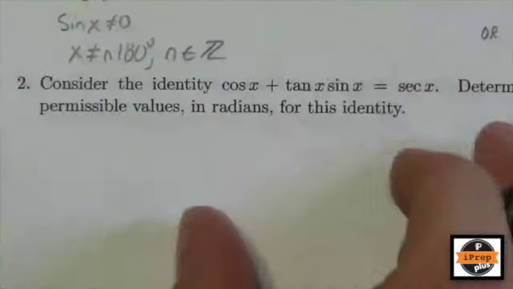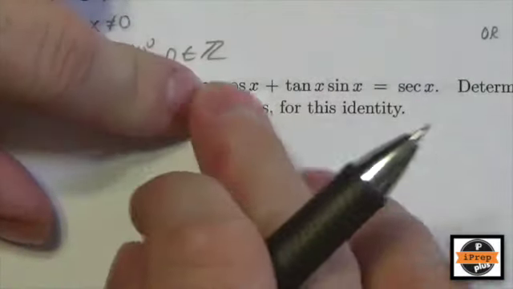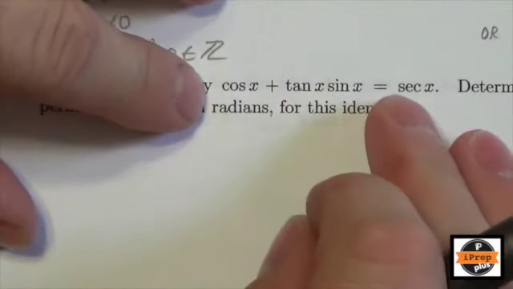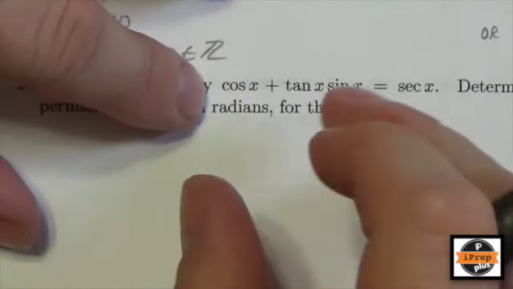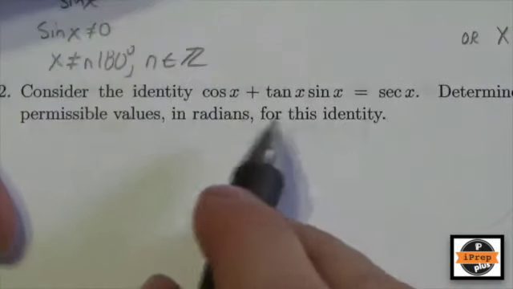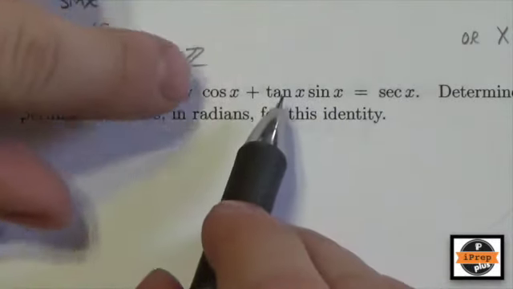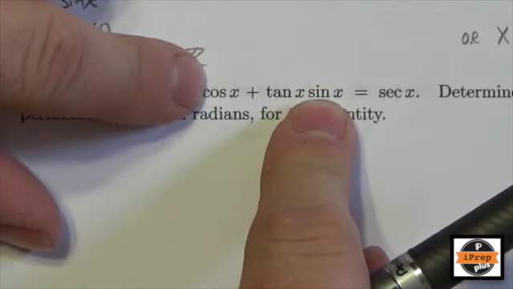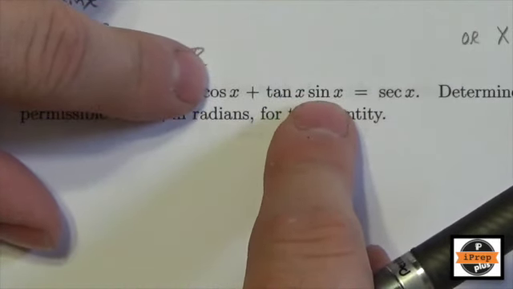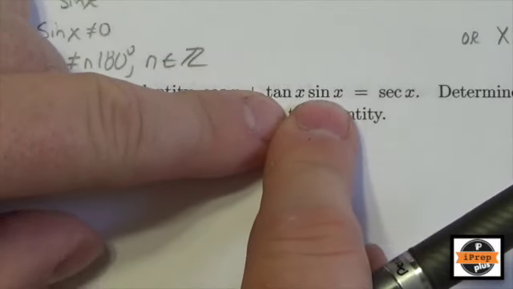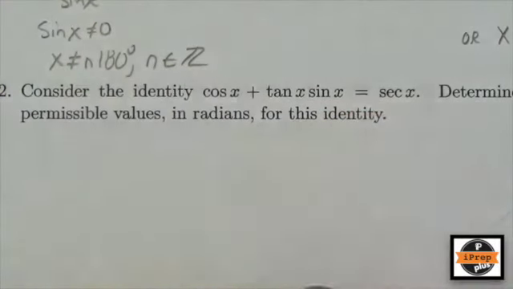Consider the identity cos x plus the tangent of x times the sine of x is equal to the secant of x. Determine a general expression for the non-permissible values in radians for this identity. Okay, so in this particular case, notice that with this identity there's no explicitly stated denominator. So it's not like I'm going to go to the denominator and set that equal to 0. I've got to know enough to look in here and realize that sine and cosine, these two factors, do not come with any non-permissibles, but tangent does, and so does secant.